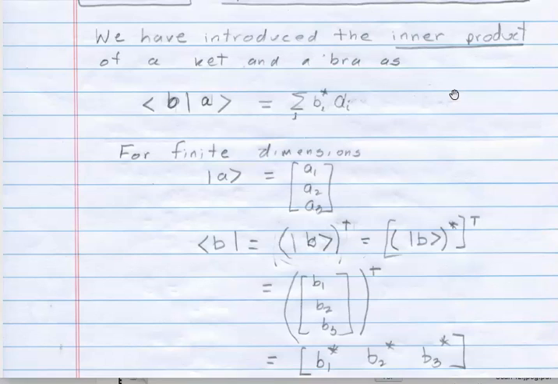Remember, we've introduced the inner product of a ket and a bra vector as follows. If it's finite dimensional, and that's what I want to look at here, then the inner product of a ket vector A and a bra vector B is this bracket symbol. It's just the sum over all the individual components of psi star B times the corresponding component of A.